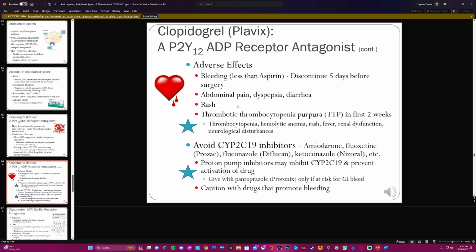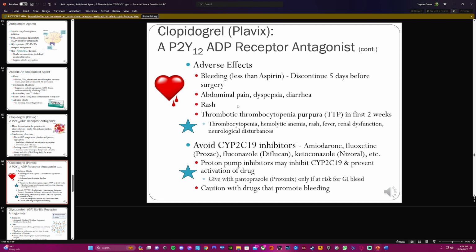Clopidogrel (Plavix) continued. Adverse effects are bleeding, less than aspirin. Discontinue 5 days before surgery. Abdominal pain, dyspepsia, and diarrhea. Rash, thrombotic thrombocytopenic purpura, TTP, in the first 2 weeks. Thrombocytopenia, hemolytic anemia, rash, fever, renal dysfunction, and neurological disturbances are along with that TTP.